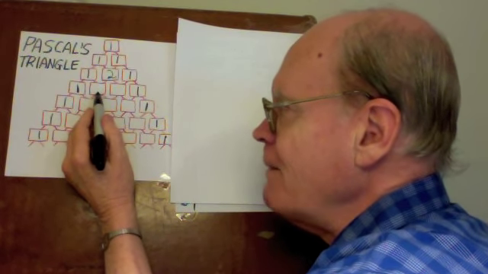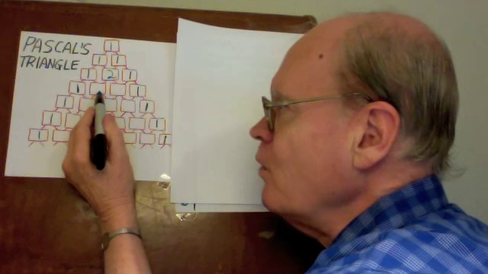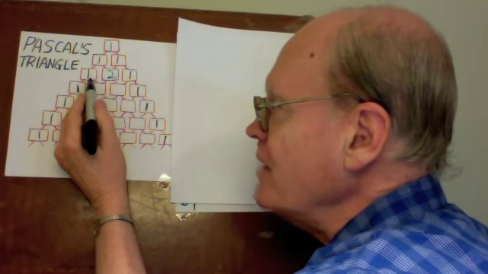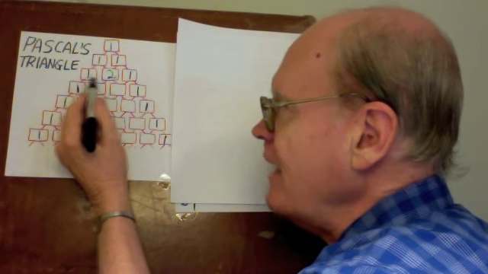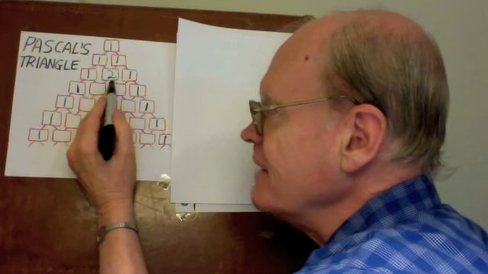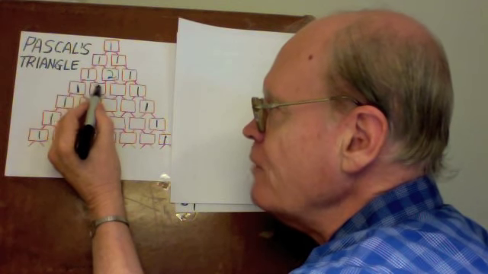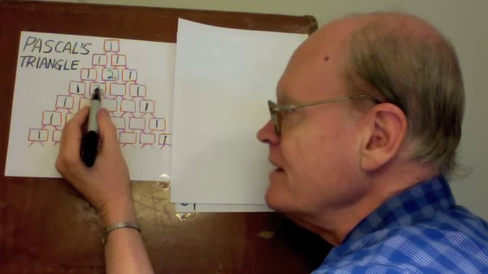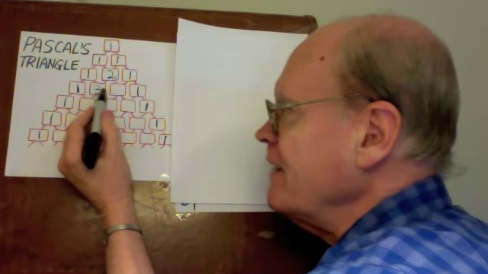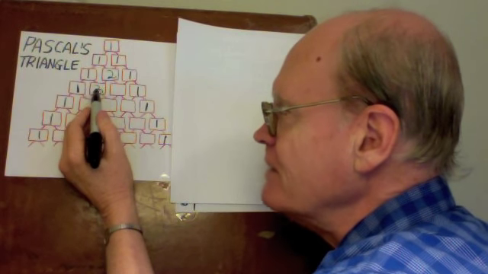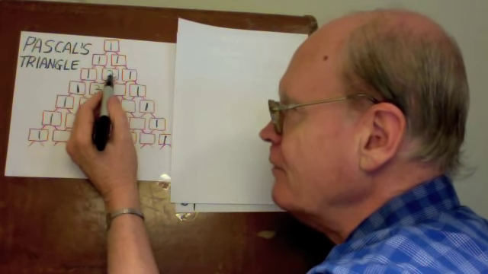Concerning this location, how many ways are there to get to it? Well, there are two gateways to it, the two locations above it, above to the left and above to the right. And since there's one way to get here and two ways to get here, there are three ways to get there. 1 plus 2 is 3. And that's the key to filling in the interior numbers. You add the two numbers that are above it, above to the left and above to the right.